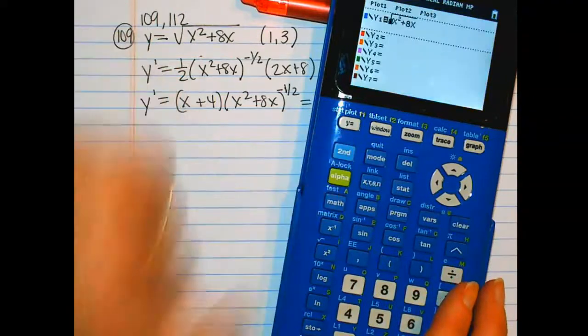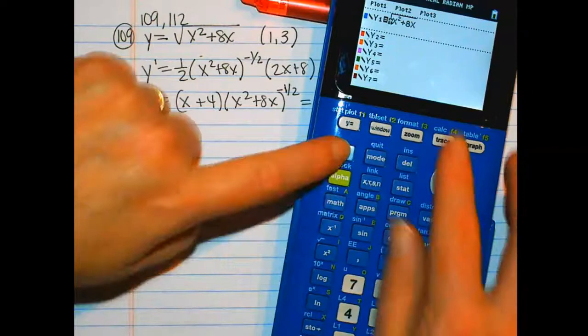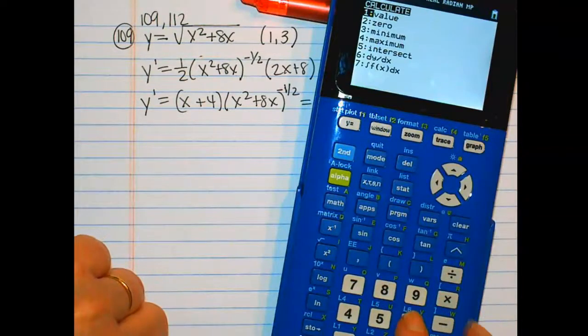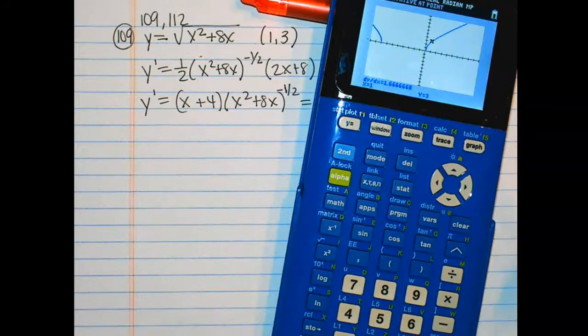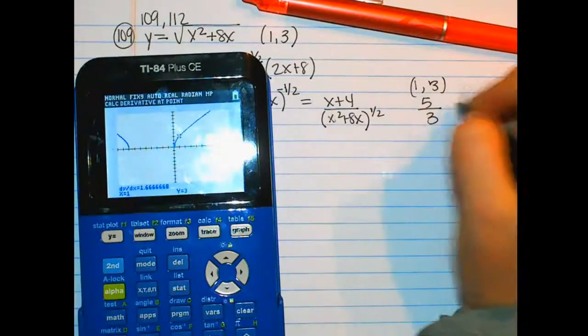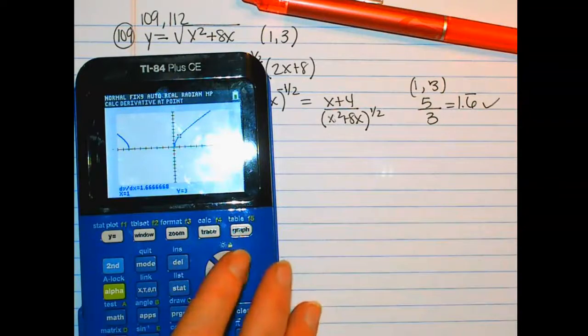So y equals x square root of x squared plus 8x. I'm trying to check my derivative at the point 1, 3. So I'm going to say 1, enter, and it tells me down here that I've got 1.6 repeating, and that's what 5/3 is, repeating. So we have checked it, and it does work.